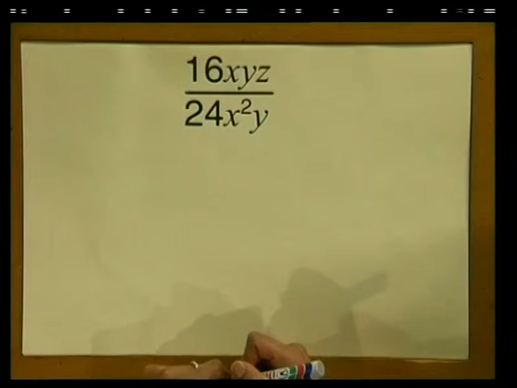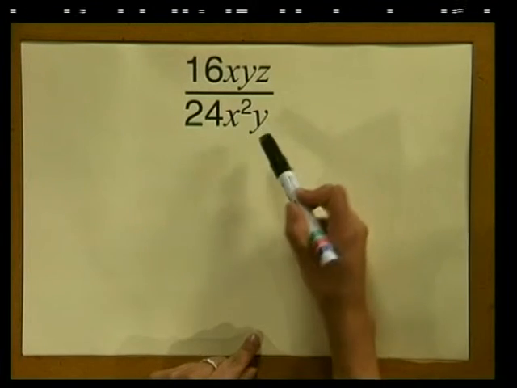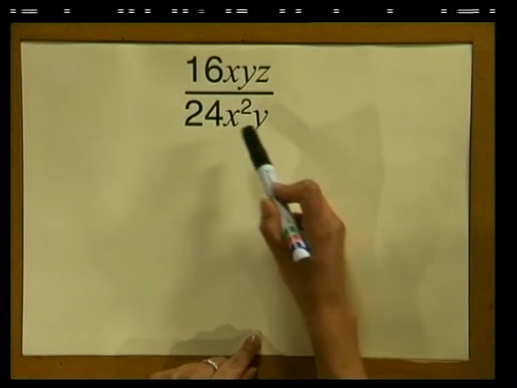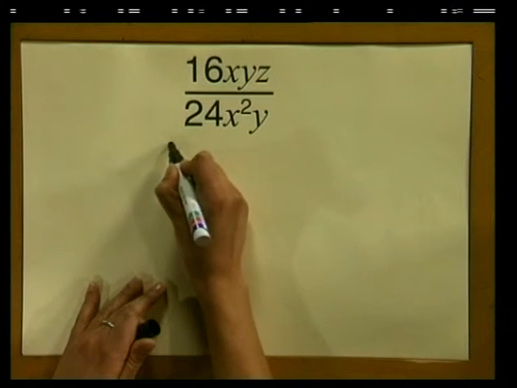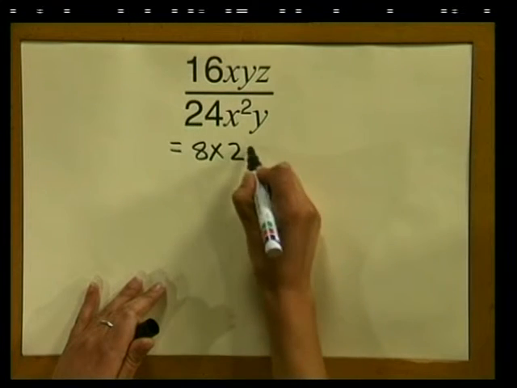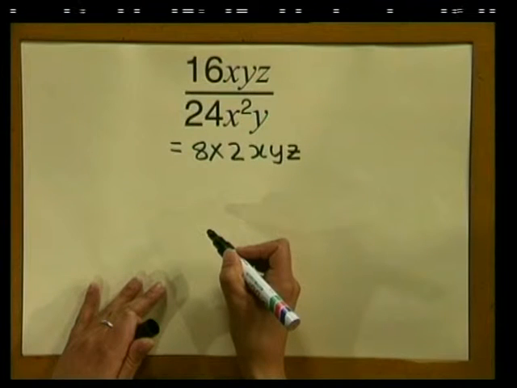Well, what did you say? Yes or no? Let's go and take a look. Yes, we can simplify this fraction. We can factorize both the numerator and the denominator and then cancel the common factors. What are the factors of 16? Well, there are a number of options, but we are going to choose 8 multiplied by 2. And then we still have our x, y, z. We say 16 factorized is 8 times 2.